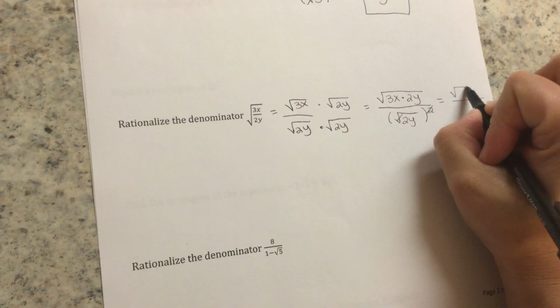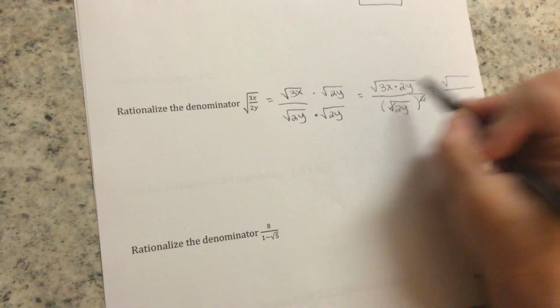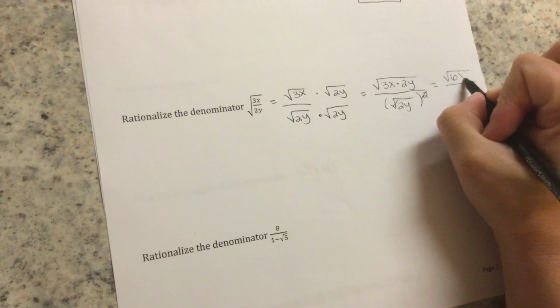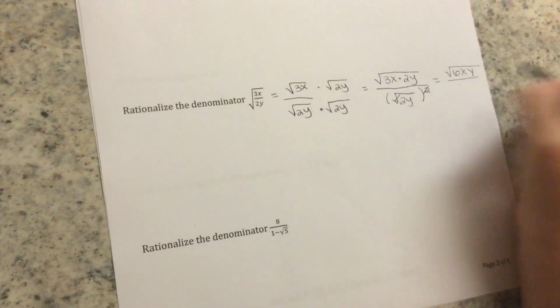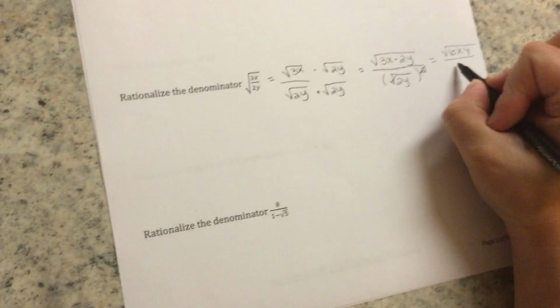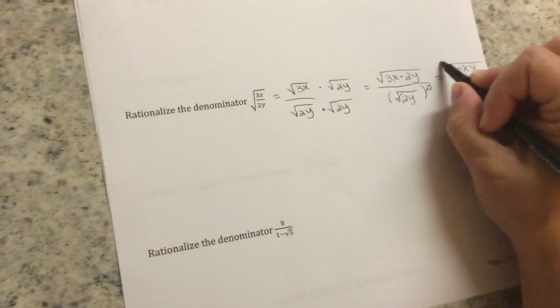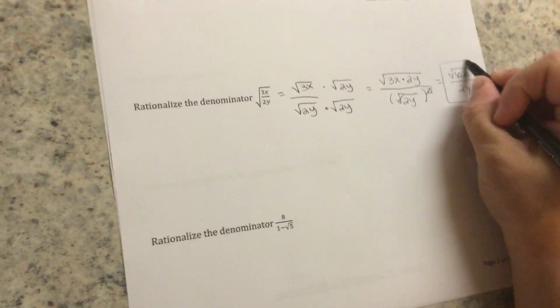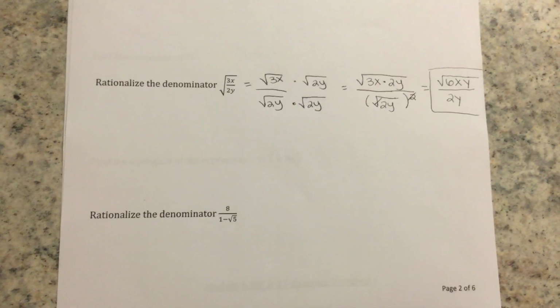So up top, combine like terms, I have the square root. 3 times 2 will give me 6 times an x times a y, all underneath the radical. On the bottom, I just have 2y. Those are not like terms, so they cannot be simplified. So that's my final answer.